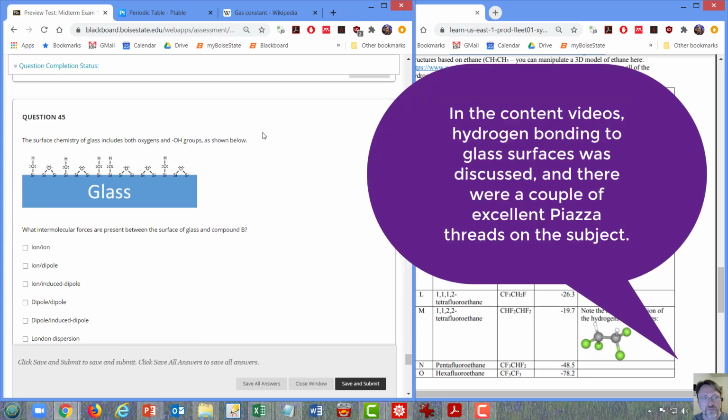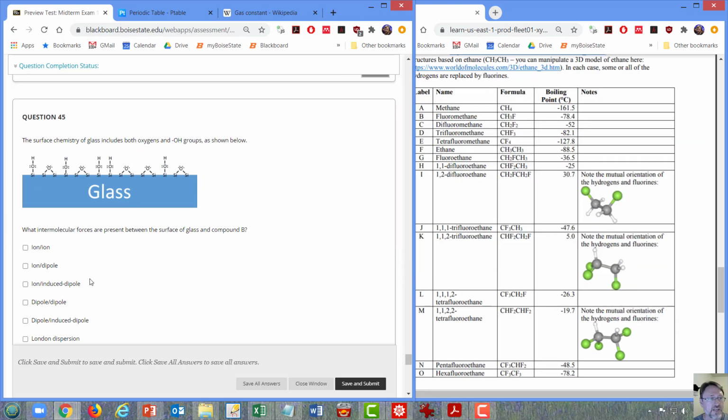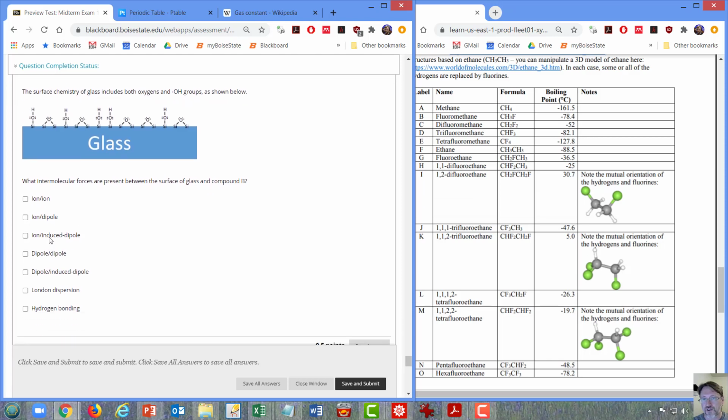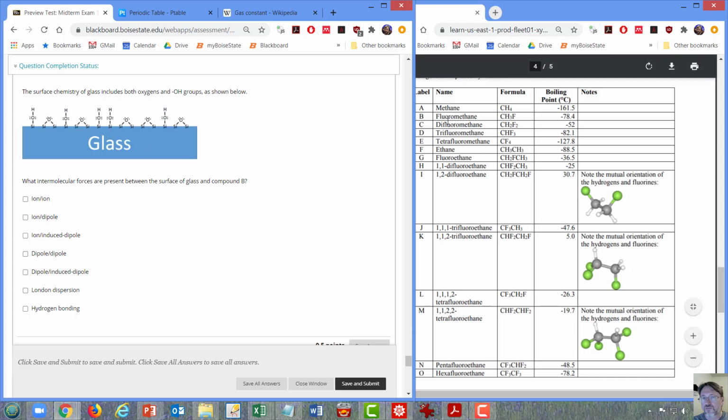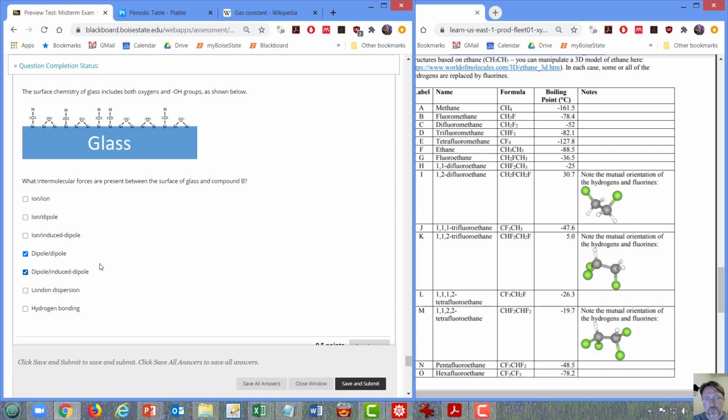45. Surface chemistry of glass includes both oxygens and hydroxide groups as shown below. Okay. What intermolecular forces are present between the surface of glass and compound B, fluoromethane? Okay, let's see. There are no ions involved, so the first three are out. Dipole-dipole. These things are polar. Fluoromethane is polar, so we have dipole-dipole. If you have dipoles, then they can induce dipoles. You always have London dispersion.